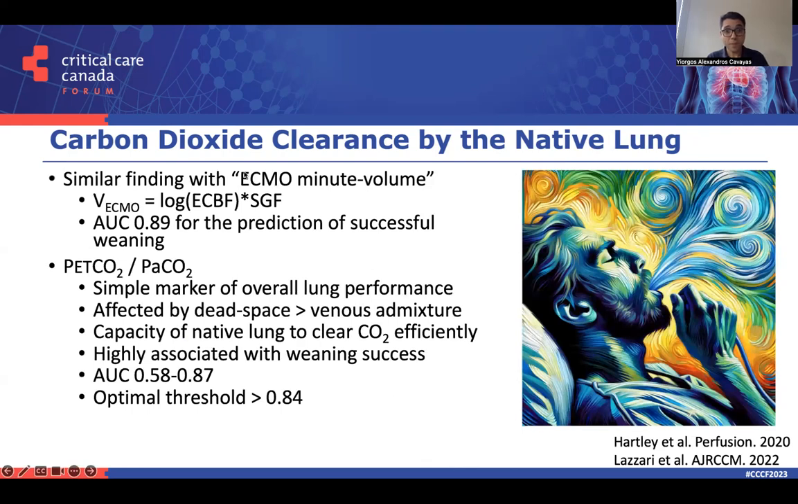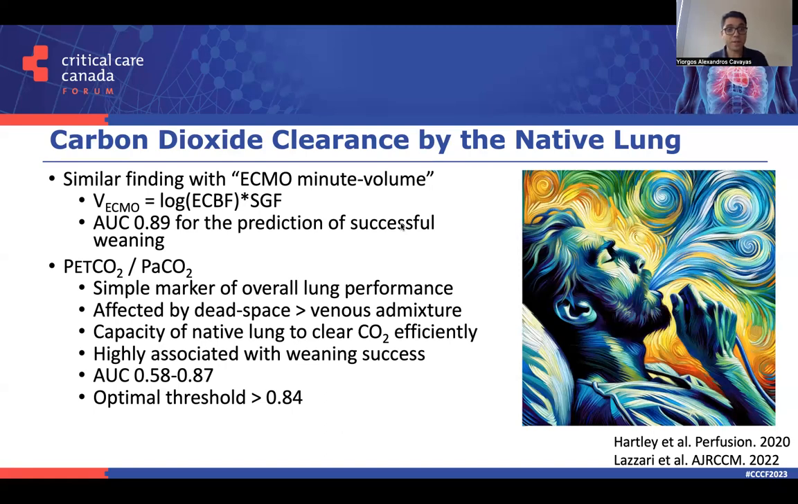Conversely, another parameter that has been used is the ECMO minute volume, calculated by multiplying the logarithm of the extracorporeal blood flow times the sweep gas flow. Hartley et al. found that a lower ECMO minute volume, representing, again, that the native lung is taking up more and more of the work, could also predict successful weaning, with an area under the curve of 0.89.